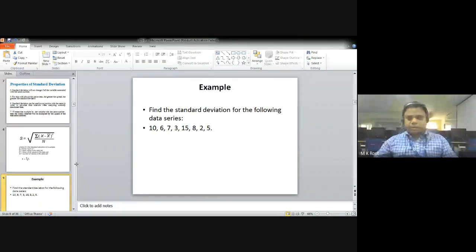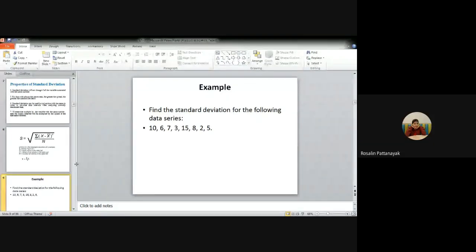The n value here. Anyone? 8. 8, sir. N equals 8. Okay. First, you make a table. In that particular table, the first column belongs to your x. In case of x, you just write 10, 6, 7, 3, 15, 8, 2, and 5. There is no need to arrange ascending or descending order.